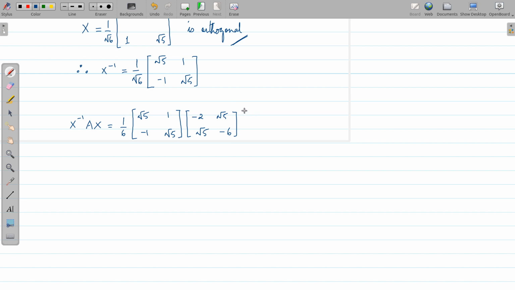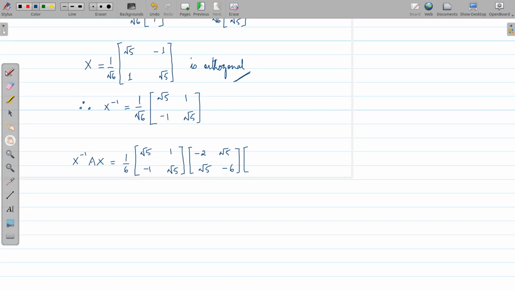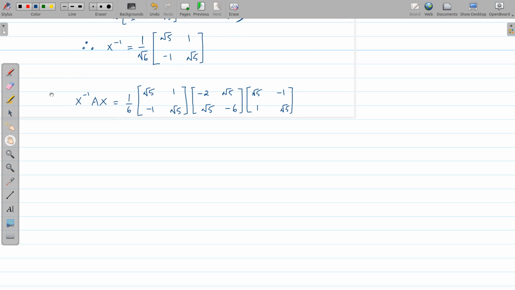Okay, and lastly we have x. X is basically this. So we have root 5 minus 1, root 5. So this is what we have. So all we need to do is just evaluate this one. Okay, so that is really straightforward. It's a 2 cross 2 matrix, so it should not take much time.